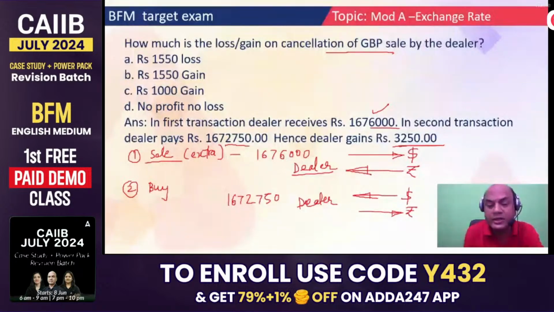So I have received 1676. I'm going out is 72 75. So my difference is what? 1676 000 minus 72 750, that is 3250. This is my difference. This is my profit or loss. Profit, because I have received more. Right? So I have gained over here. Got it, everyone? The dealer has gained. Bank has gained over here. Okay? Got it, everyone? Bank has gained. Clear? Next one.